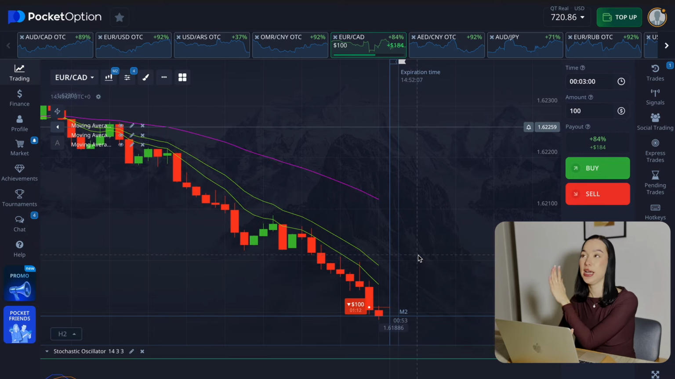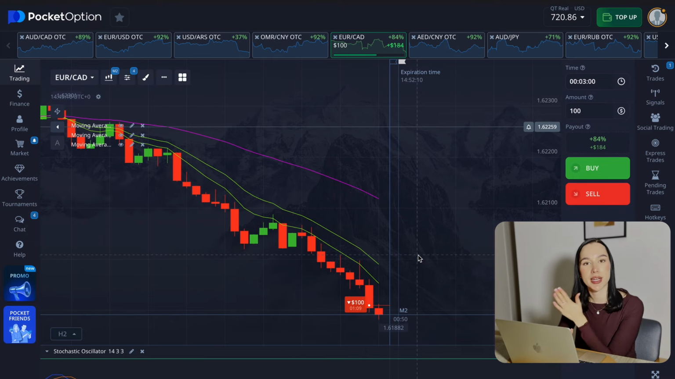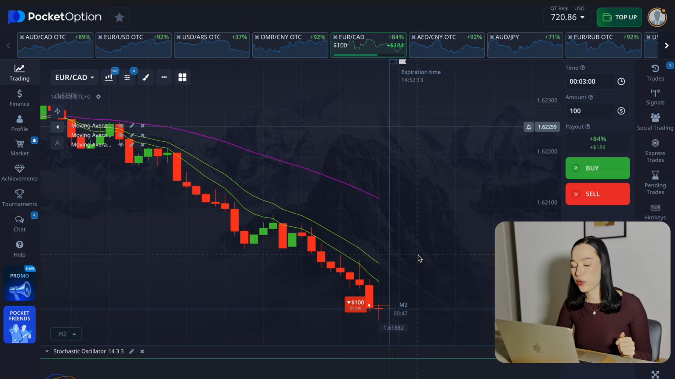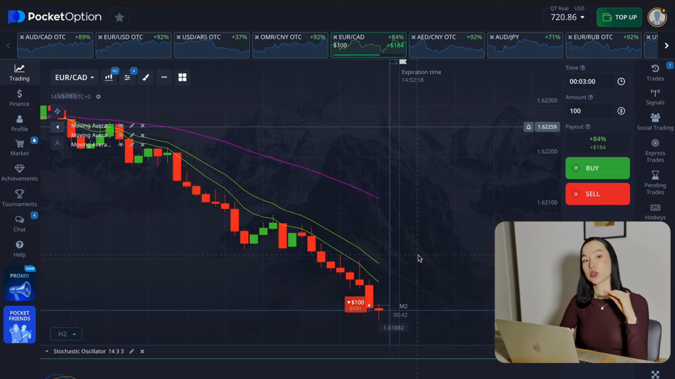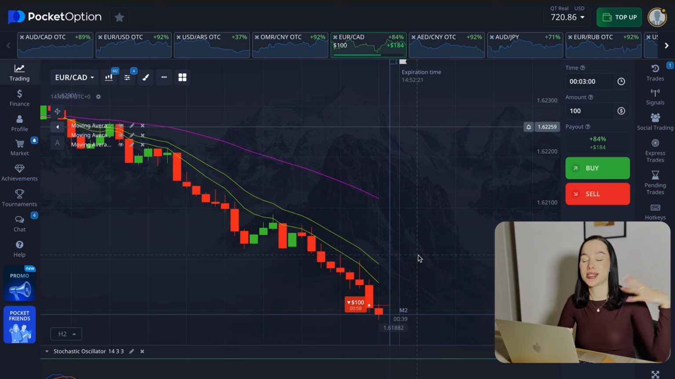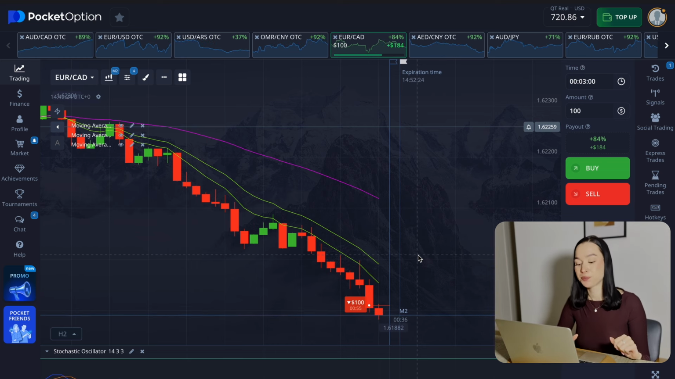And if you also see, for example, 3 red candles in a row, that's showing you the reversal. You also see the upper wicks on the candles, showing that the buyers were trying to break this level but they couldn't. So this is definitely a sell signal.